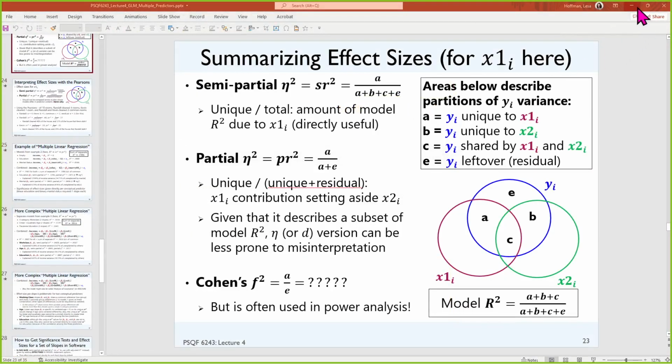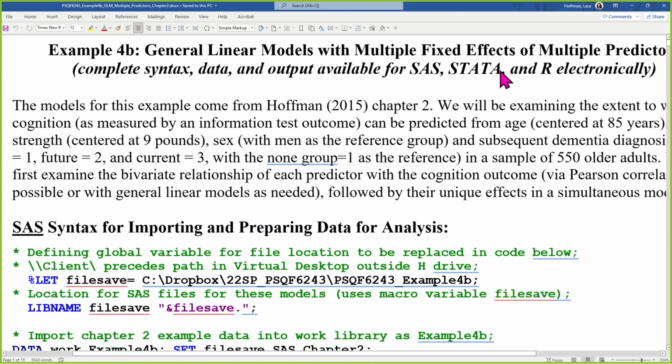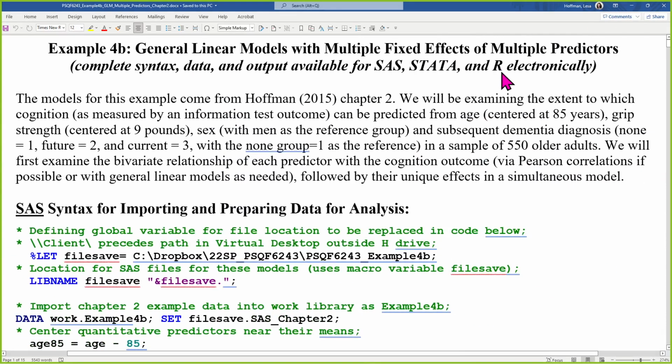All right. I don't know if I need the slide. I think we're good with that. But I do need this. We were looking at this last time. This is example 4B.